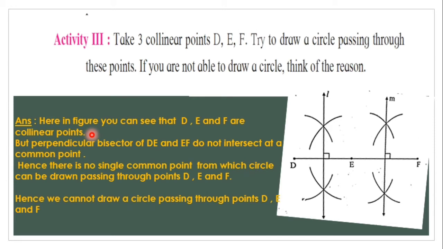Here in the figure you can see that D, E and F are collinear points. But the perpendicular bisectors of DE and EF do not intersect at a common point. Here you can see the perpendicular bisector of DE is line L and the perpendicular bisector of EF is line M, but they do not intersect, so we are not getting a common point here. Hence there is no single common point from which a circle can be drawn passing through points D, E and F. Hence we cannot draw a circle passing through points D, E and F. Okay, I hope you understand this activity.